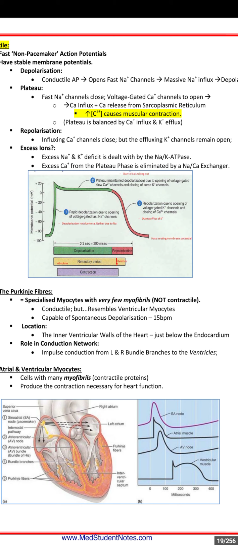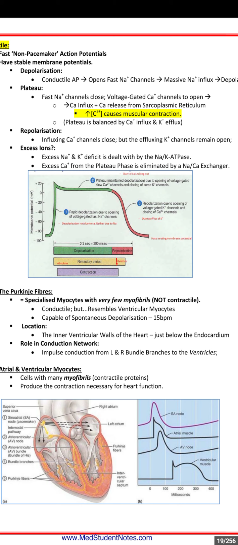This muscle contraction is stopped by the potassium efflux. The influxing calcium ions that helped in the contraction are closed, and when they are closed, the effluxing potassium channels are released.